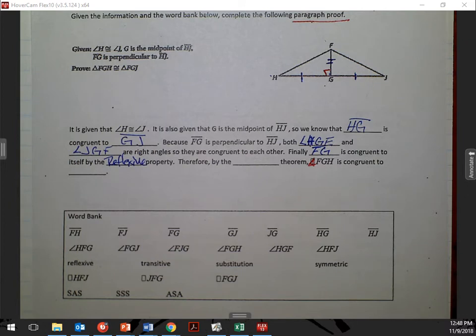Okay, side angle side, because look at our sides. One triangle we had HGF, so it's HG is the side, right?